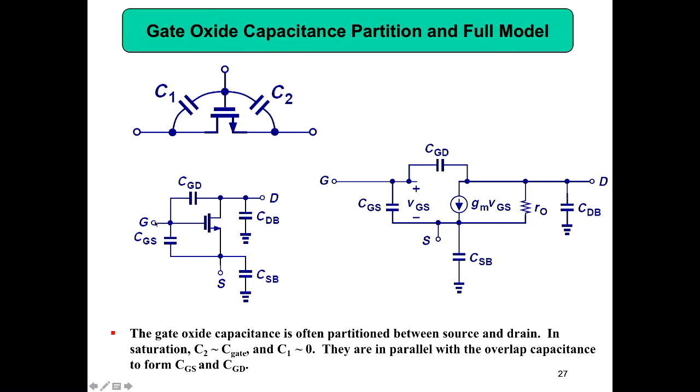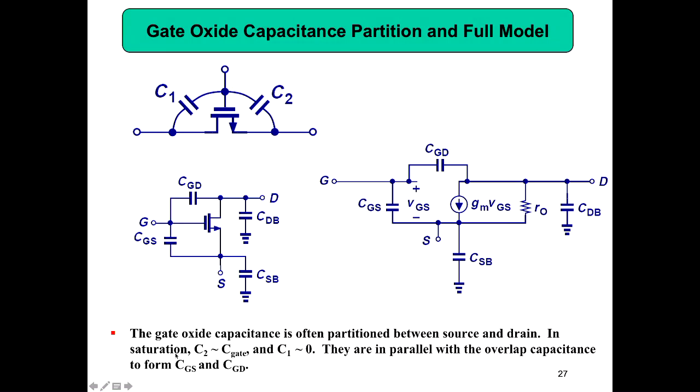Then this is the gate. Between the gate and the drain, this is CGD, the capacitance between gate and drain. This CDB means the capacitance between the drain and the, what is B? Is it the oxide layer? Bulk is here, the substrate. And then the source and the substrate, we call bulk. Then between gate and source, the gate oxide capacitance is often partitioned between the source and the drain.